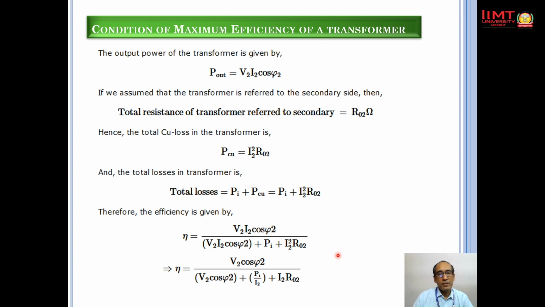If we divide this fraction, numerator and denominator, by I2, what will we get? We get V2 cos phi 2 upon V2 cos phi 2 plus Pi upon I2 plus I2 R02.